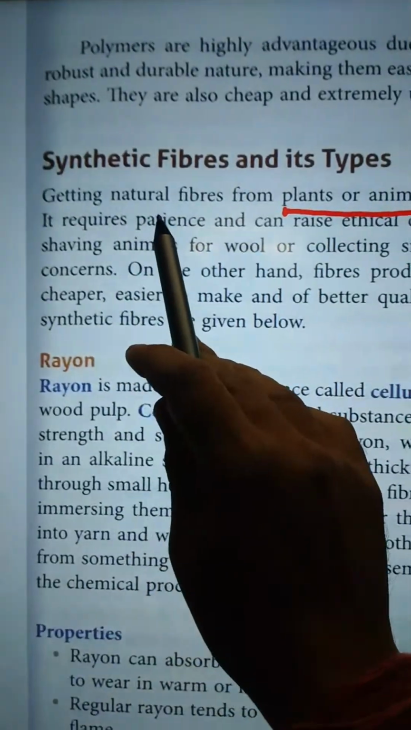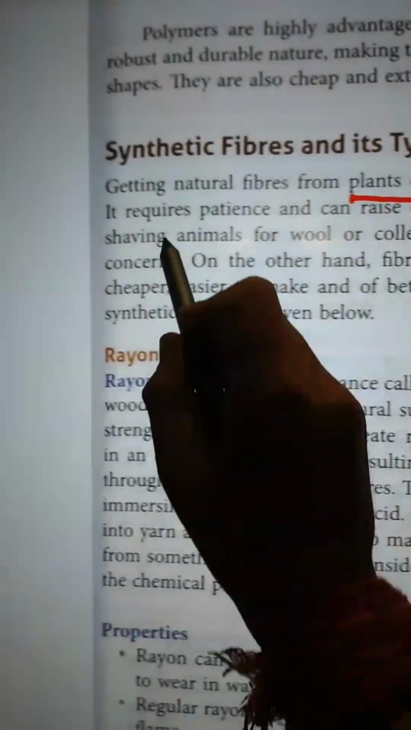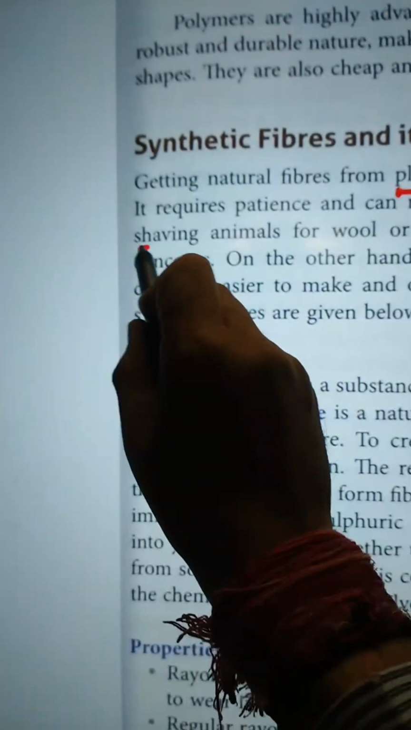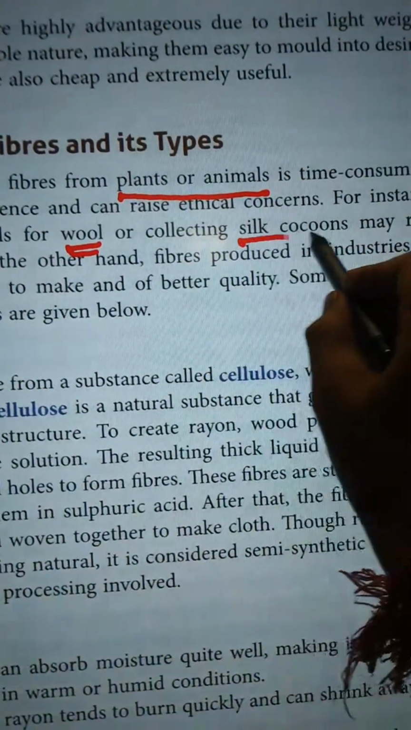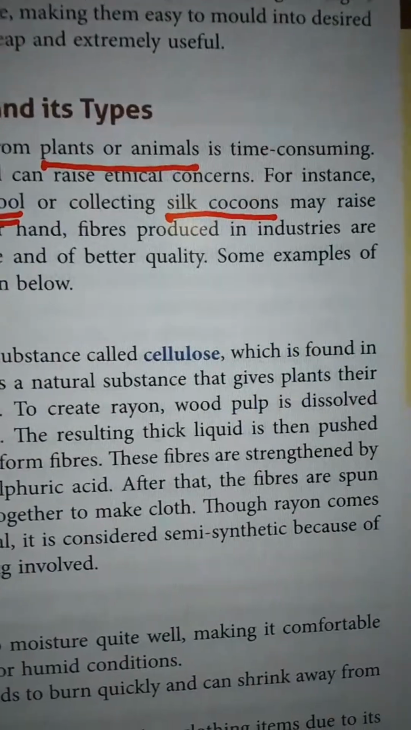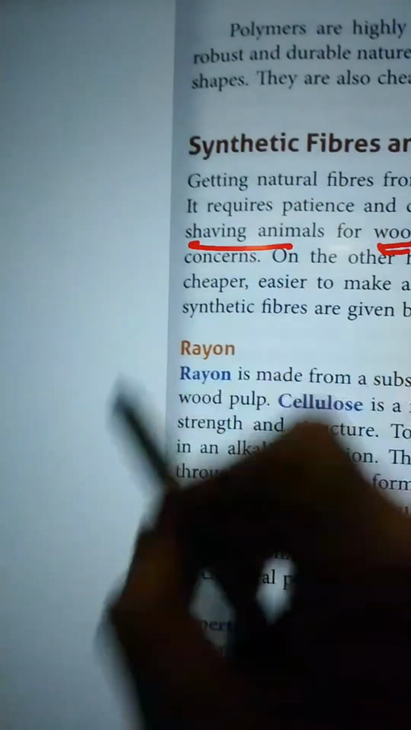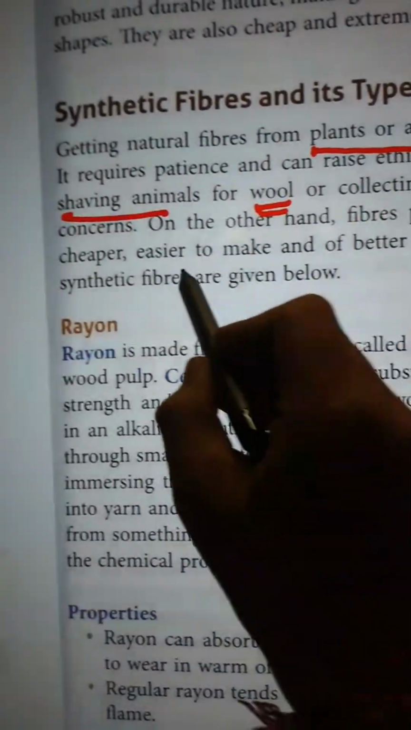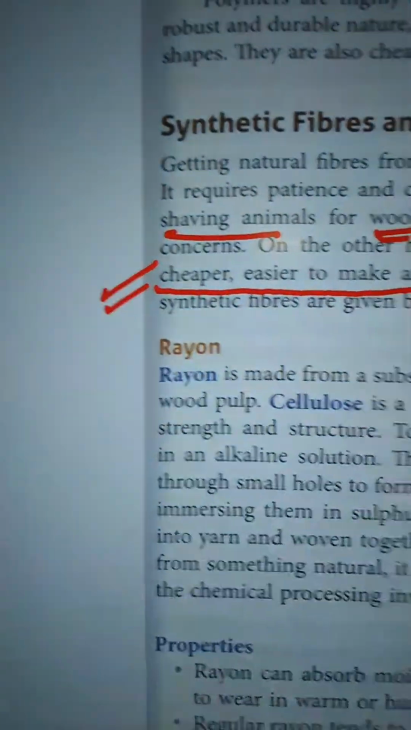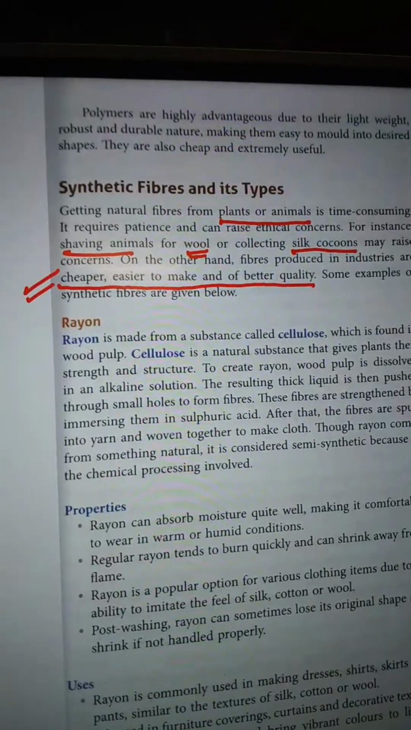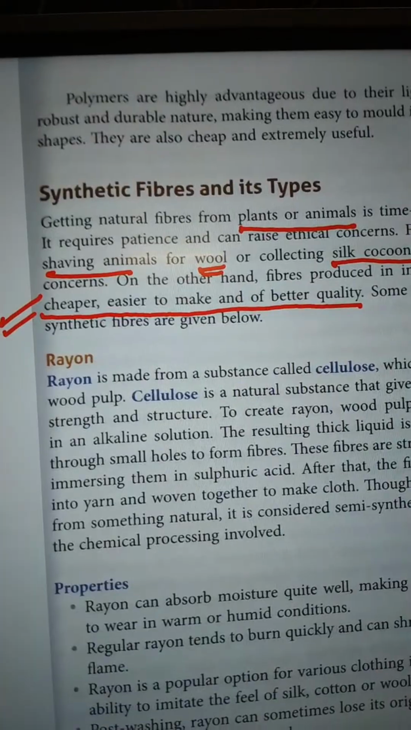It is written here, the natural fiber requires patience and can raise ethical concerns. Like if you have to use animal fiber, you have to shave the animals for wool, then you have to kill the silkworm which are in the cocoons. Why are synthetic fibers replacing them in the industries? Reason is they are cheap, easy to make and of better quality. This is the important point about synthetic fibers.